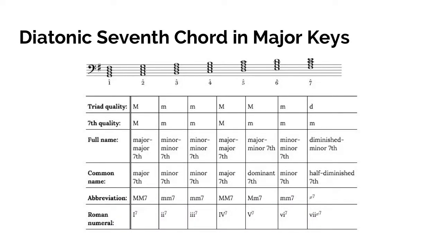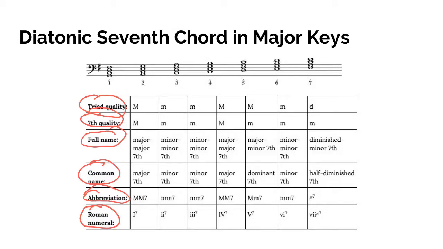So here we have all of our diatonic seventh chords that we consider in major keys. In this handy guide, it gives you your triad quality, seventh chord quality, or the seventh interval quality, its full name, what it's commonly known as, the abbreviation, which you'll need to know a lot about, and our Roman numerals.